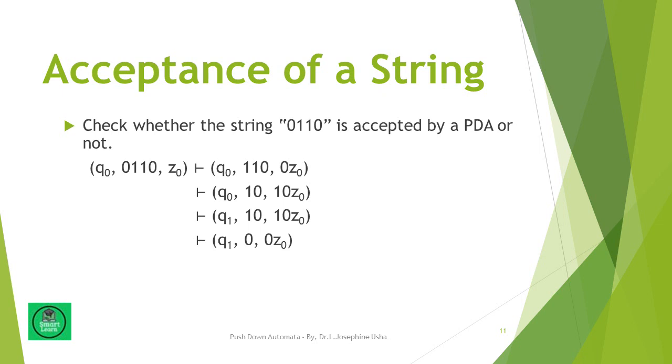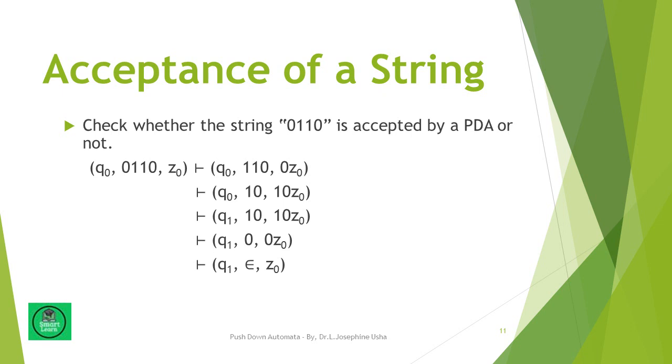Again you are in the same state, and you read the remaining symbols of WR. Here, 0 0, again there is a match, and it is popped out. Now you see there is no remaining input, that is epsilon, and in the stack there is no symbol other than Z0. All the symbols are popped out from the stack.